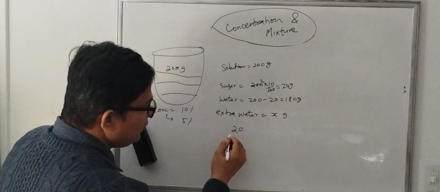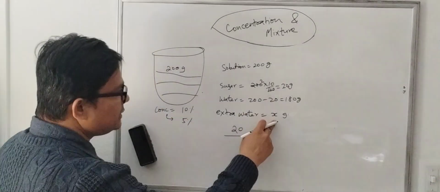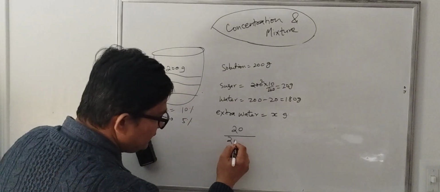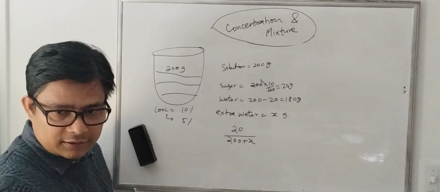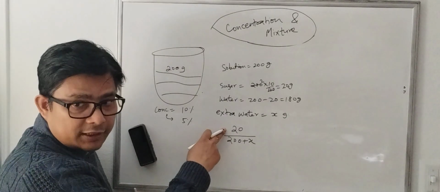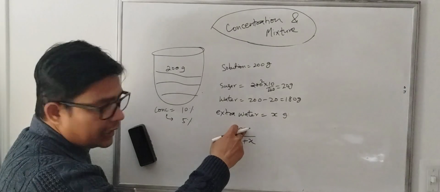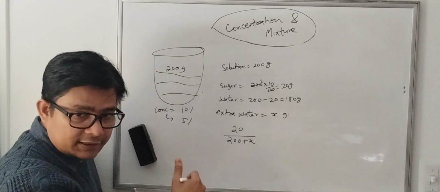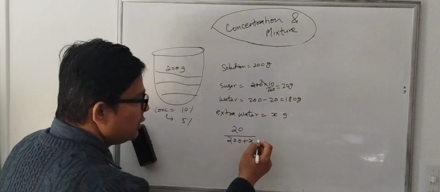Amount of solute divided by amount of solution. Now we add extra X gram and the initial amount was 200. So this will change: 200 plus X. This did not change because we did not add extra sugar. Last time we were increasing the concentration, that's why we added X to the numerator. This time we are just decreasing the concentration, so we are adding only water. So sugar will not change.